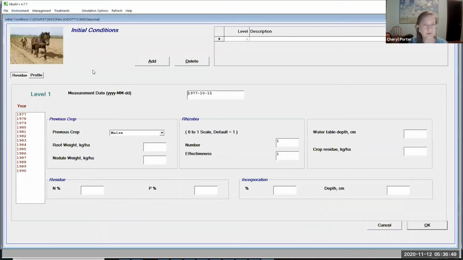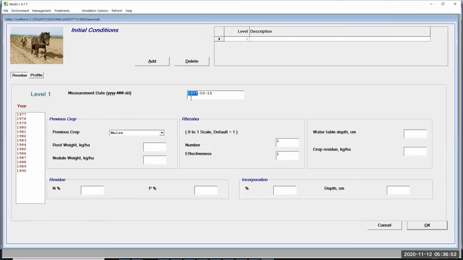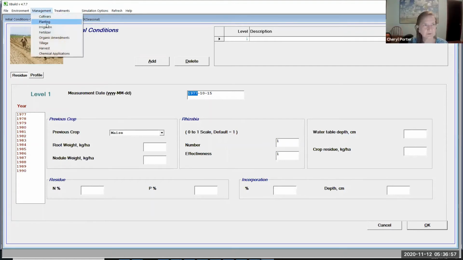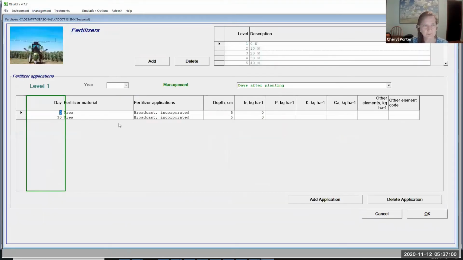And under initial conditions, I did the same. Under fertilizer management, because we used days after planting, we do not have to change these dates. So that was a way to save some time.